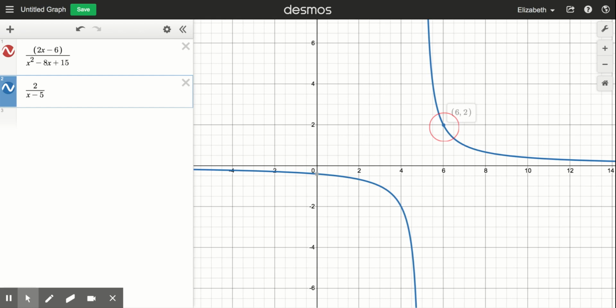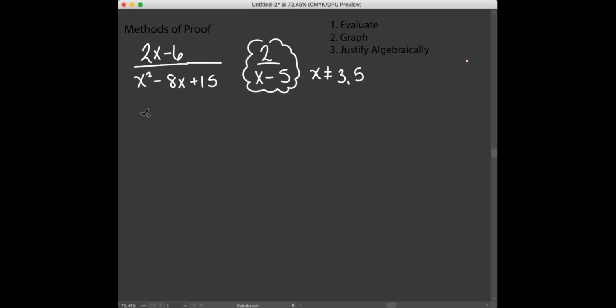So just like evaluating, this shows me a whole bunch of x's that I plugged in and a whole bunch of numbers I got out. And it shows me that all the ones I can see are the same. So instead of having one x value I know works, I now know all of the x values I can see at least are the same. Finally, the last method is justifying algebraically. So it's using the properties of algebra to prove that step-by-step it worked.